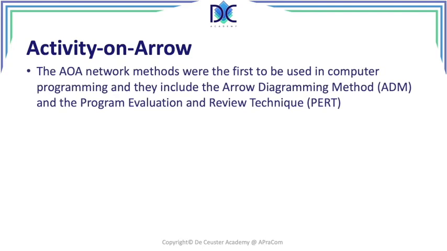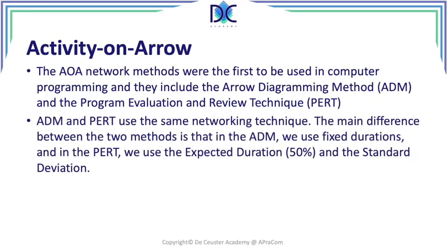The activity on arrow network methods were basically the first that were used in computer programming, and they include two methods, the arrow diagramming method, ADM, and the program evaluation and review technique, PERT. Now, the ADM and the PERT use the same networking technique. The main difference between the two methods is that in the ADM we use fixed duration, and in the PERT we use the expected duration and the standard deviation.